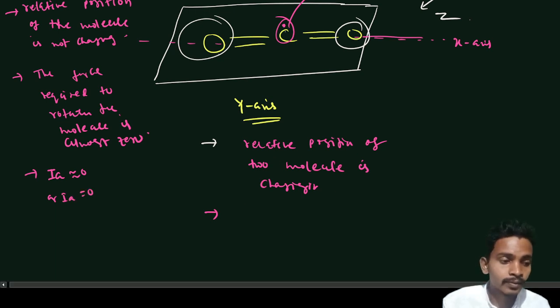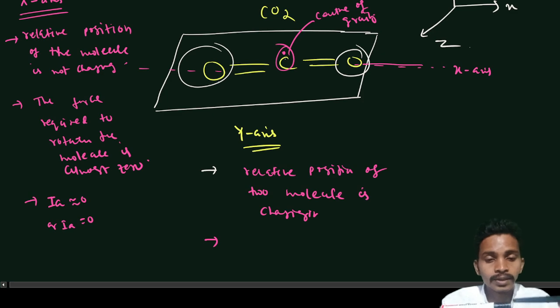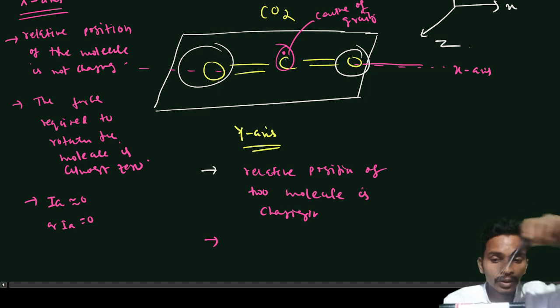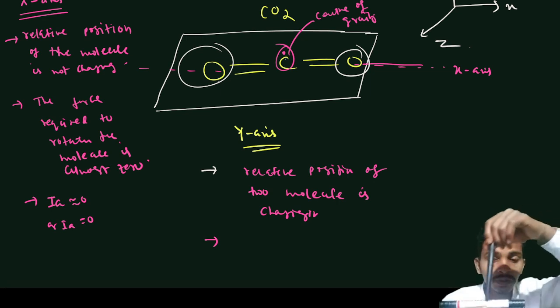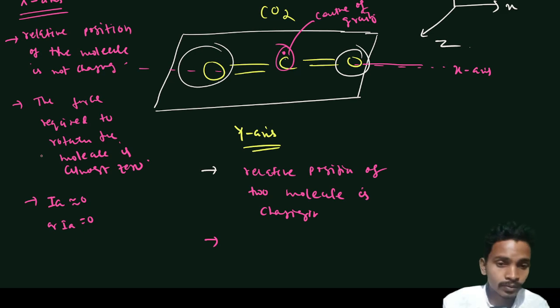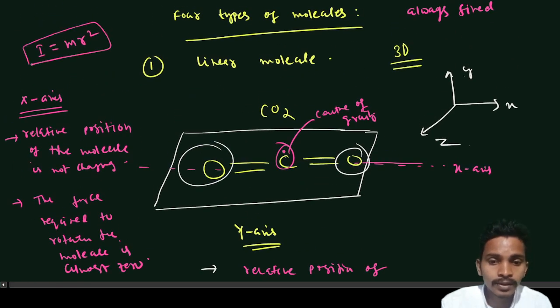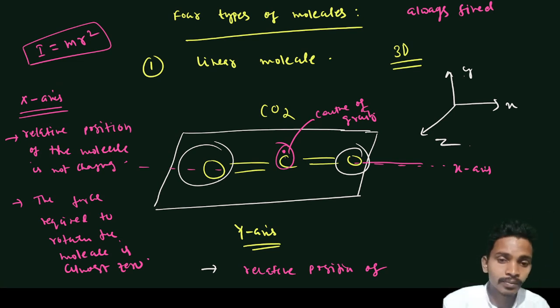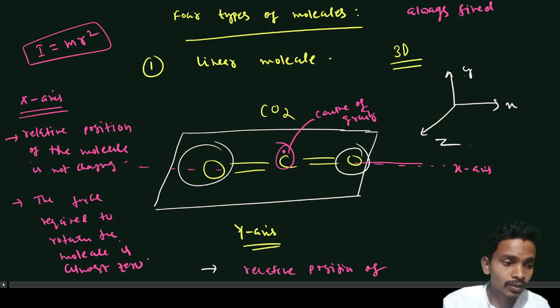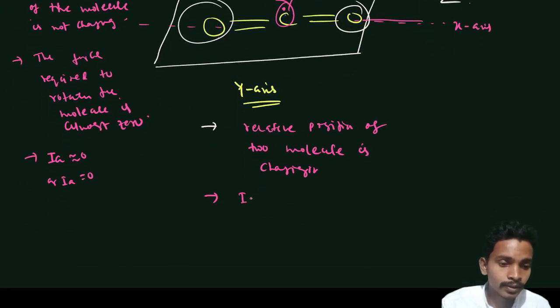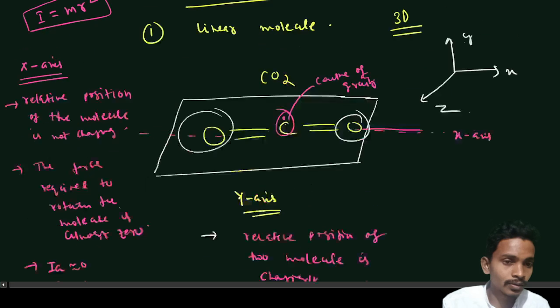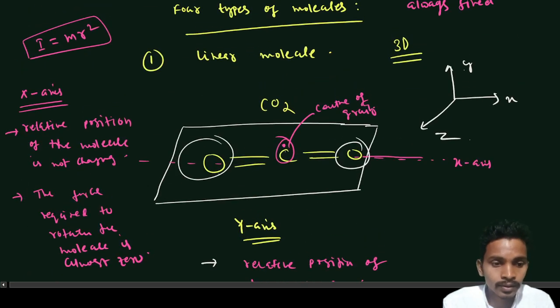But here, for rotating this mass, I have to rotate this molecule, so the relative position is changing. So the moment of inertia is not 0. Moment of inertia means mass into r square. I'm rotating the mass, so the mass is changing, means it is not 0 here. So IB is not equal to 0. This is the y-axis. This is IB.